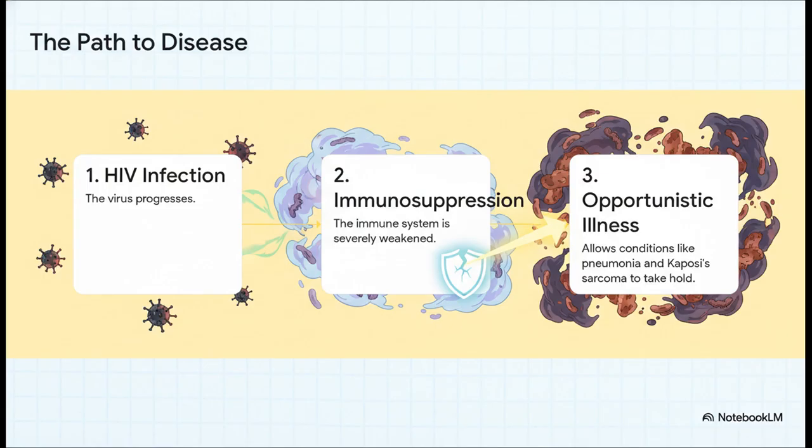So here's how it happens, step by step. First, you have the advanced HIV infection. That leads to severe immunosuppression. And that weakened state basically throws the doors wide open for what are called opportunistic conditions. Things like that pneumonia and Kaposi's sarcoma, which just jump on the chance to attack a body that can't defend itself. And this is a really crucial point. HIV didn't directly cause those things. It just took down the security system, allowing them to run wild.